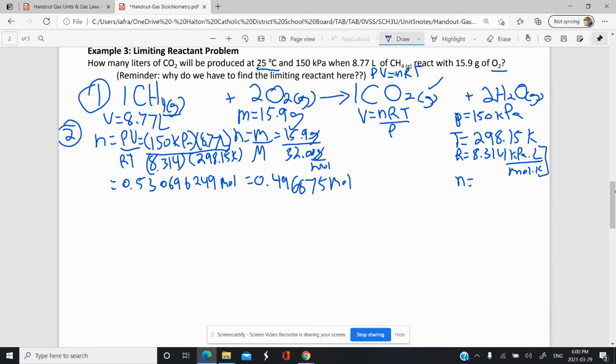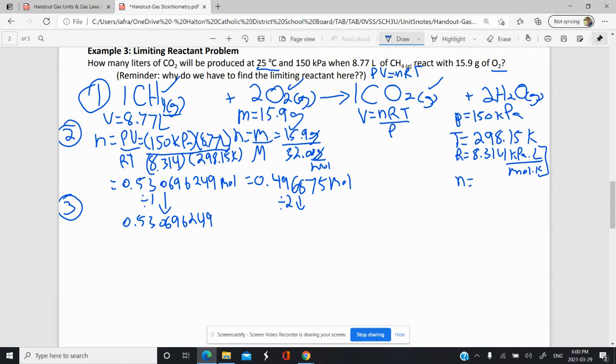So now what I have to do is I need to find my limiting reagent. I have to compare the moles of the O2 and the moles of the CH4. And you can use any method that you want. I'm going to use the method one we discussed, where we divide both by their coefficient, and then we compare to see which one's smaller or larger. So this one's divided by 1, and I get 0.53069629. And this one over here is divided by its coefficient of 2.